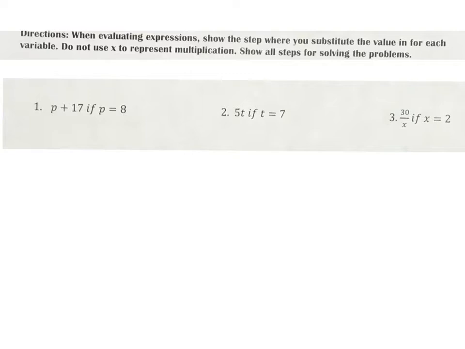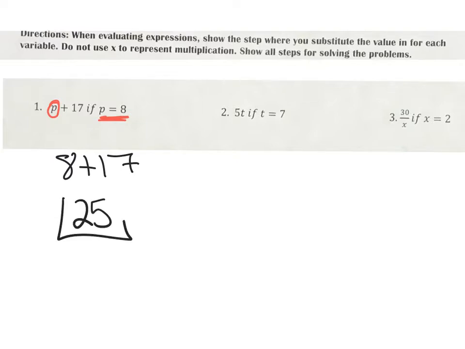Okay, so let's first look at this first problem. So it says p plus 17 if p equals 8. So p is going to equal 8, so I'm going to substitute in 8 for the p. So this would be 8 plus 17, and then we would follow order of operations, which there's only adding. So we would say this answer would be 25.